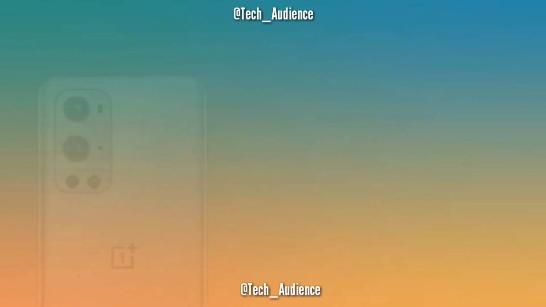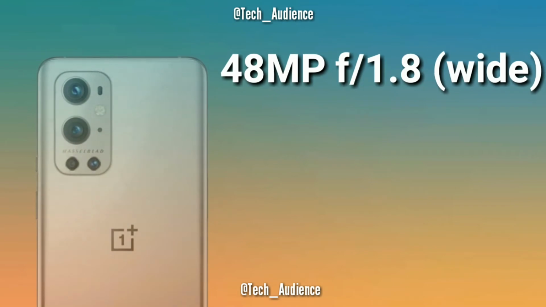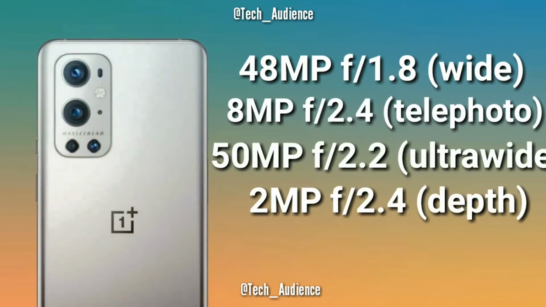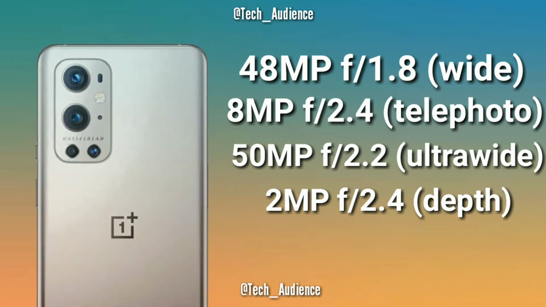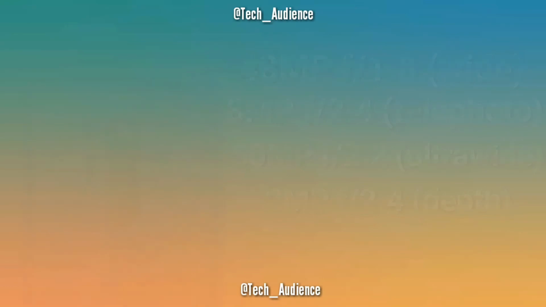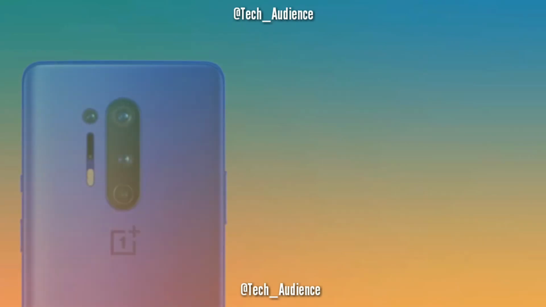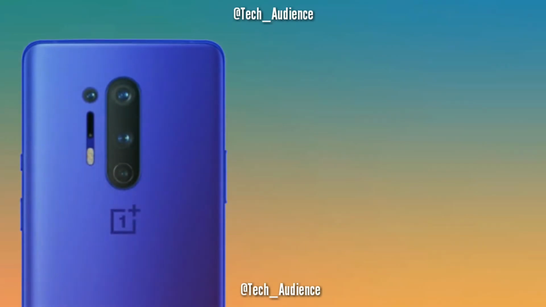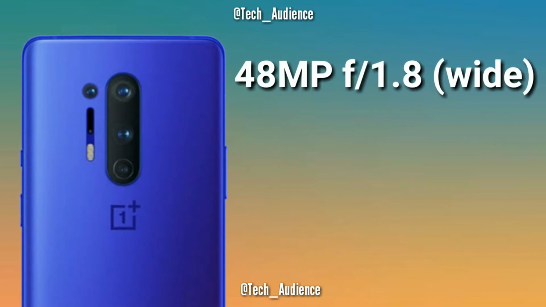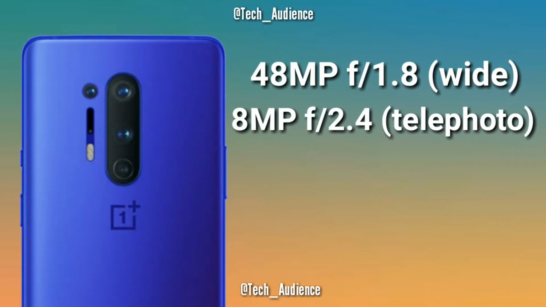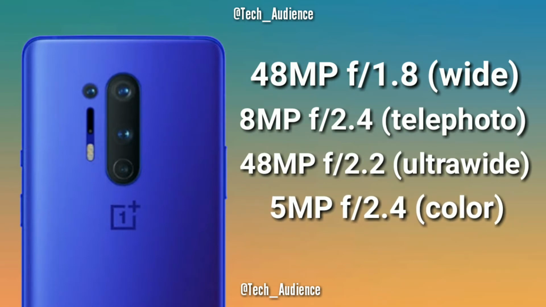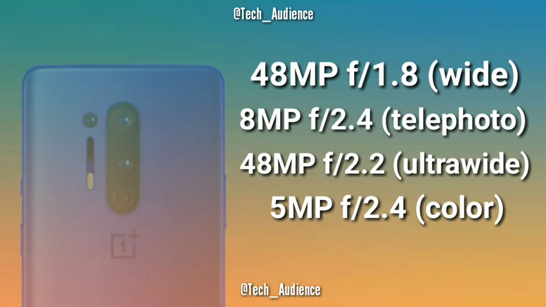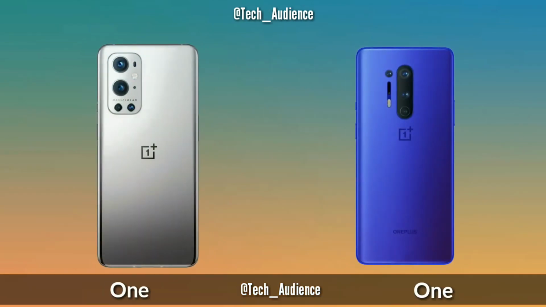Rear cameras: OnePlus 9 Pro has a quad camera setup on the back, 48 megapixel of primary lens with 1.8 aperture, 8 megapixel of telephoto, 50 megapixels of ultra wide, and a 2 megapixels of depth with a 2.4 aperture. On the other hand, the OnePlus 8 Pro also has a quad camera setup on the back, 48 megapixel of primary with a 1.8 aperture, 8 megapixel of telephoto with a 2.4 aperture, 48 megapixel of ultra wide with a 2.2 aperture, and 5 megapixel of color filter with a 2.4 aperture.